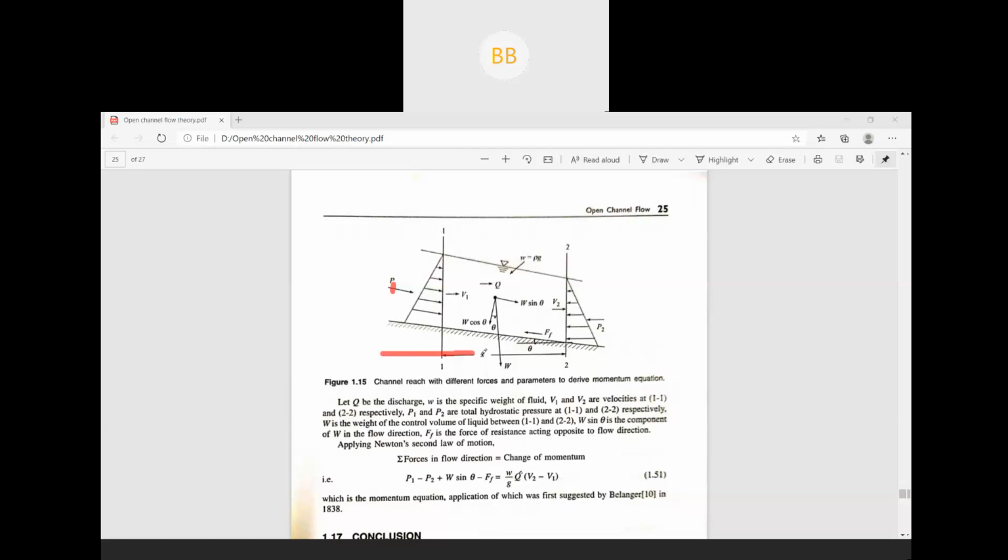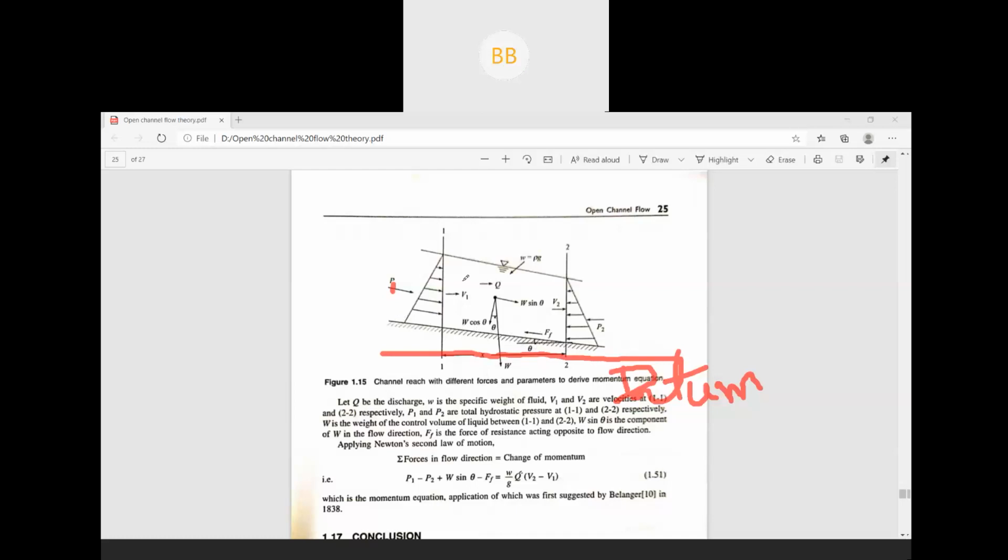Suppose this is your reference line, or datum. The weight of that particular mass of water present between the first section and second section will act perpendicular to this datum line. So it's not perpendicular to the bed of the channel, or bed of the river. It should be perpendicular to the reference line, as our bed of channel is not parallel. We have some slope.